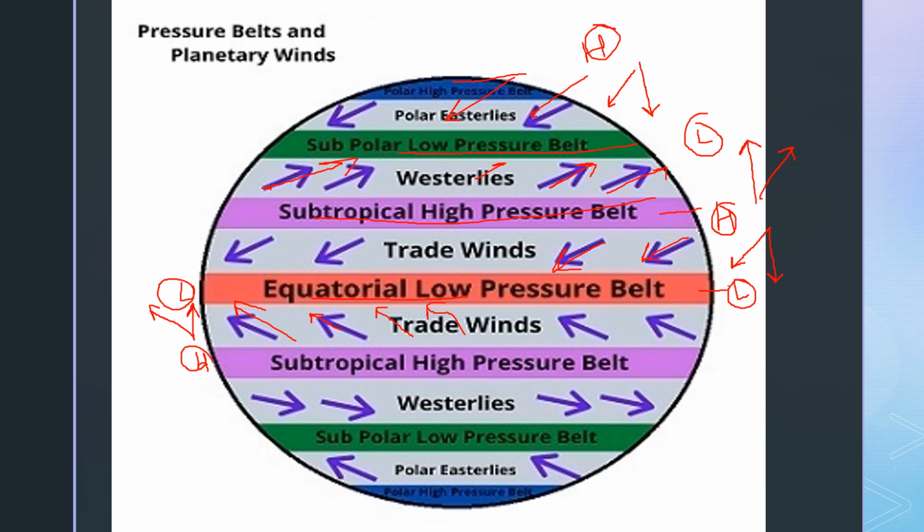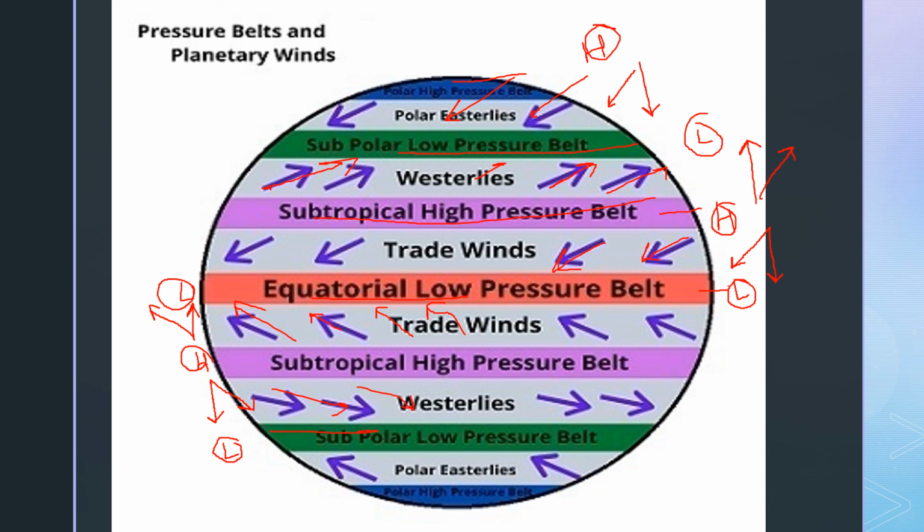Now here is the subpolar low pressure belt. Here low pressure would be there. The direction of the wind is from high pressure to low pressure. Pressure gradient force is from high pressure to low pressure region. Now these winds would get deflected to their left due to the Coriolis force. The direction of the wind will be this, westerlies.